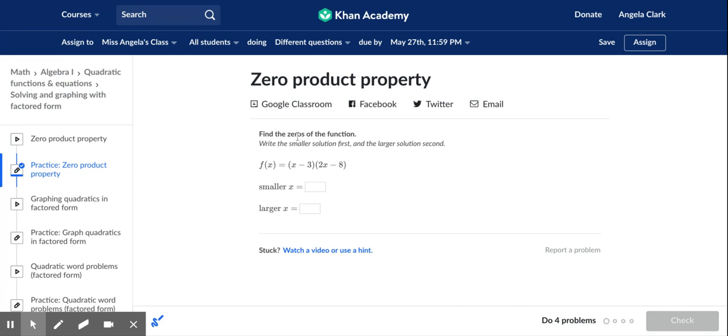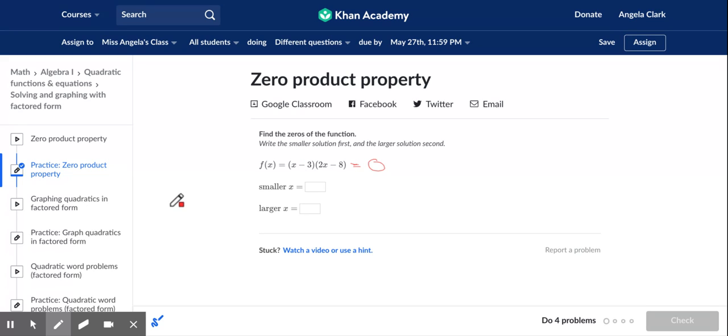if this equals 0. So find the zeros of the function means that f of x equals 0. So another way I can write this is, instead of f of x here, I can write that this equals 0. So if two things multiplied together equals 0, then I can use the zero product property.